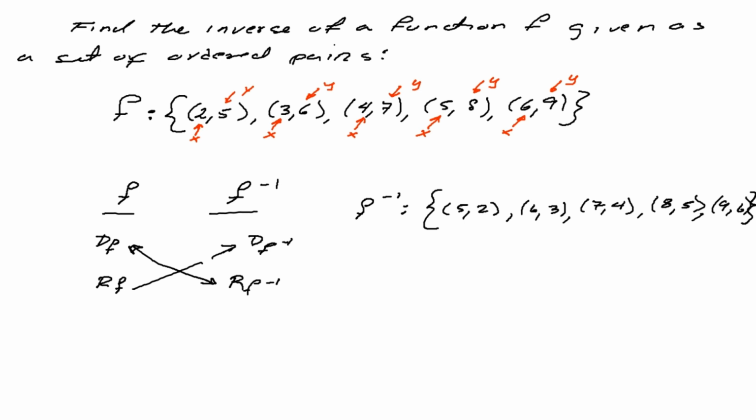The next important thing about a function f and its inverse is when you find the graph. When you want to find the graph of the inverse function, you will have to switch again the coordinates x and y, and then you will find that the graph of the function f and the graph of the inverse function are going to be symmetric with respect to the line y equals x.